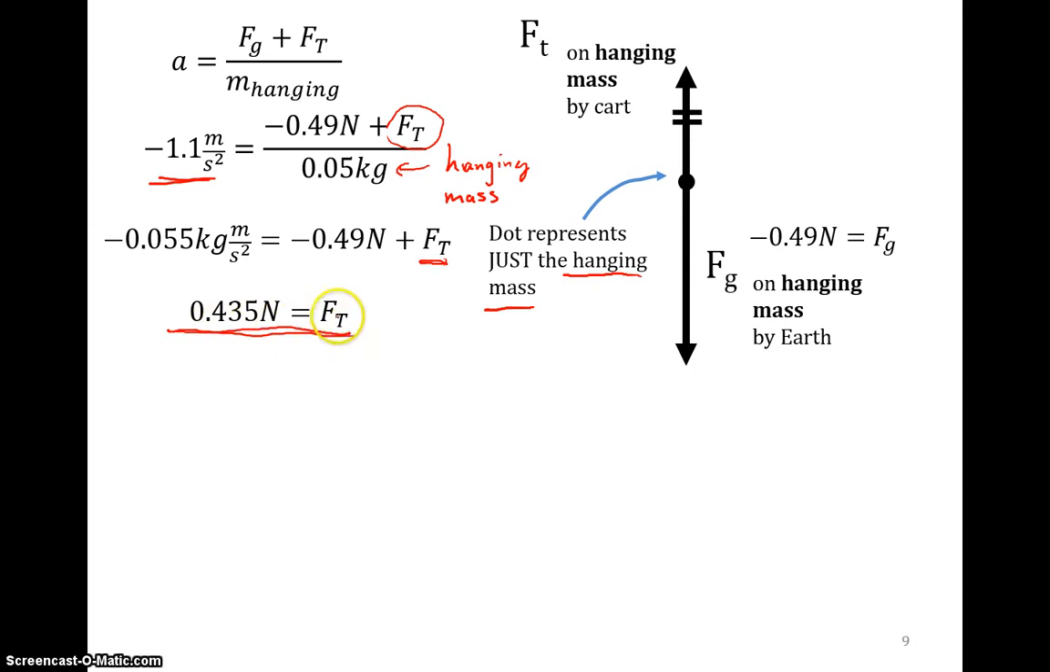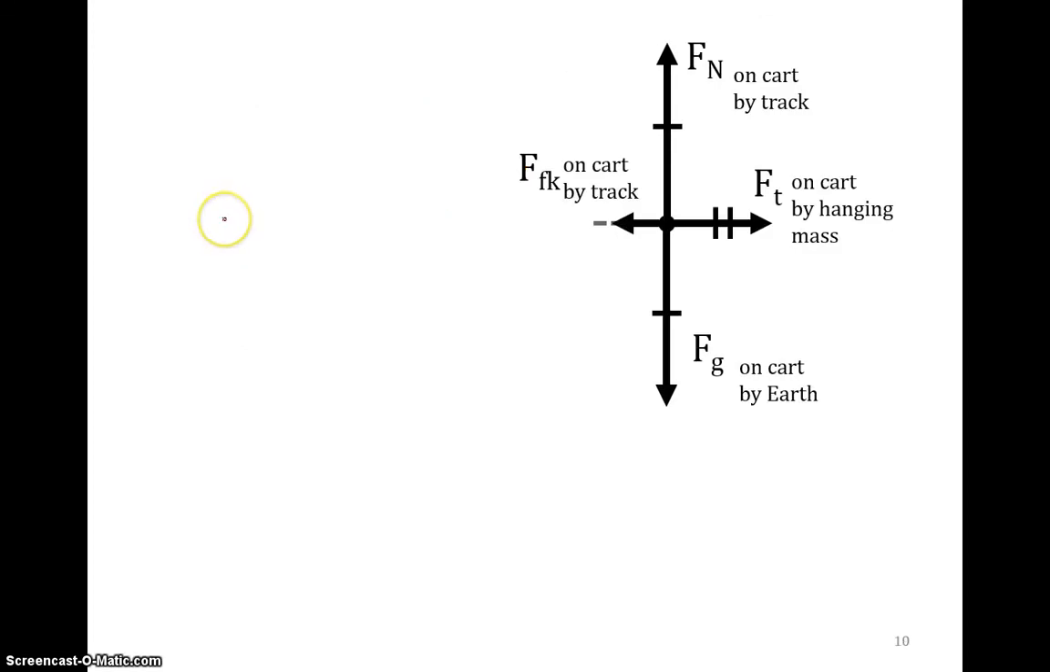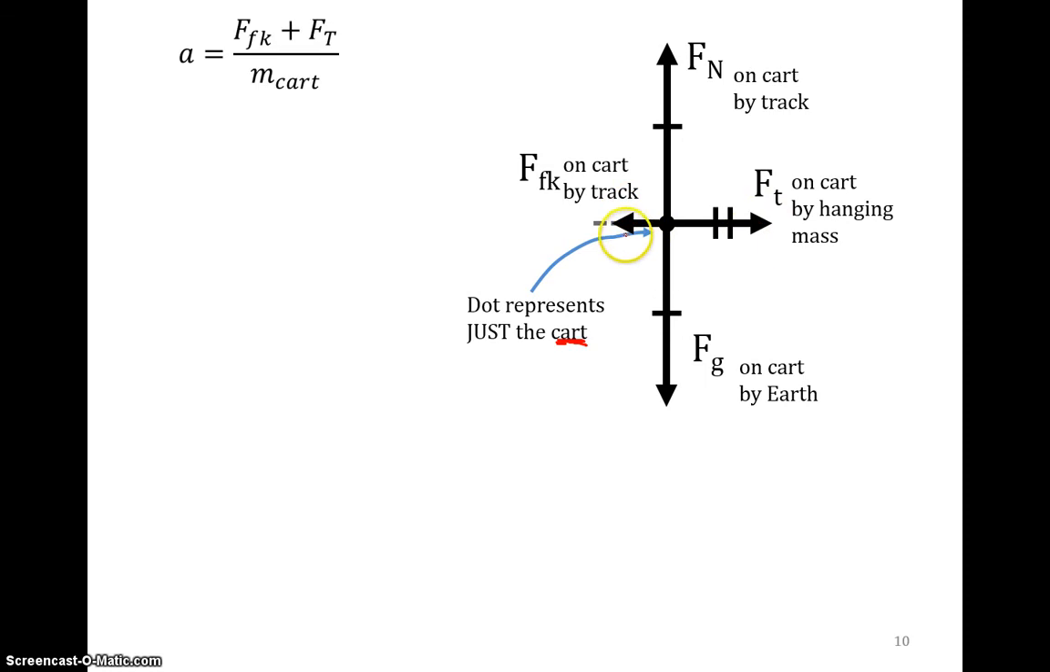Newton's third law says that this tension on the hanging mass by the cart is going to be equal and opposite to the tension on the cart by the hanging mass. So let's go see if that's the same. And this is where we're going to get the rounding error, just a heads up. So this is my other force diagram from earlier. This dot represents just the cart. And we're going to have the forces in the x direction: force of friction, force of tension, because this is the force of tension on the cart by the hanging mass, because we're just looking at the cart here.